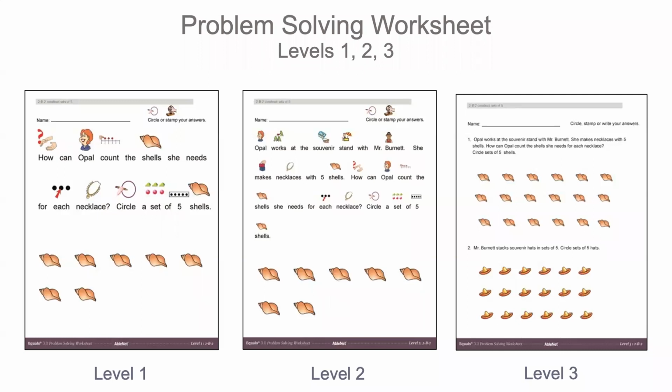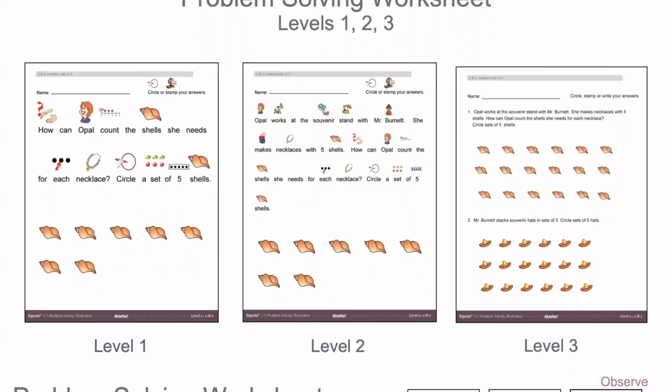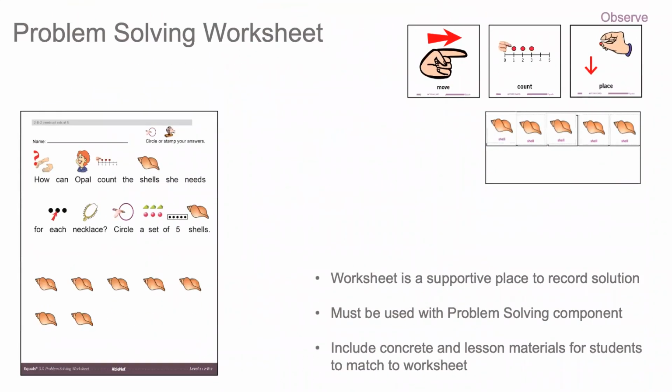So like skill worksheets, you'll choose the level that best supports each individual student's need. It is important to note that the problem-solving worksheets are labeled along the bottom as problem-solving worksheet, and they also have the level listed at the very bottom. When you're using the problem-solving worksheet, you do want to make sure that the problem-solving worksheet and the problem-solving component of the lesson stay together. So immediately after that student has demonstrated their solution with the manipulatives, provide that worksheet so that students get that opportunity to record their solution.